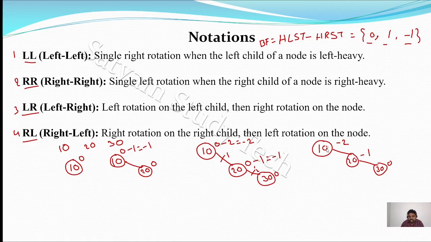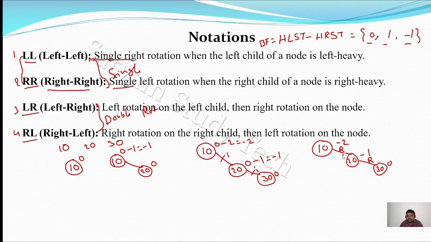You can see here 20 is the right of 10, right? So it is right. Here 30 is the right of 20. So here also right is there. Whenever you see this LL and RR, it is a single rotation. But in the case of LR or RL, left-right or right-left, you have to perform double rotations. These two are single rotations.